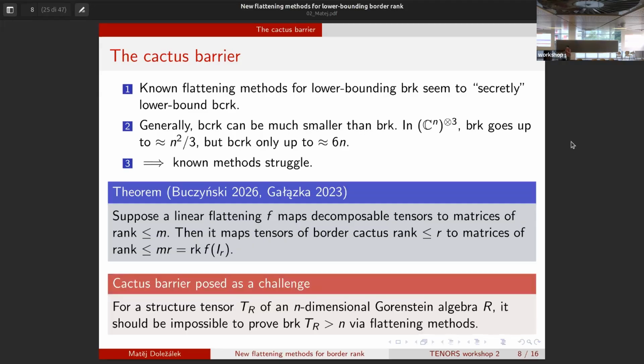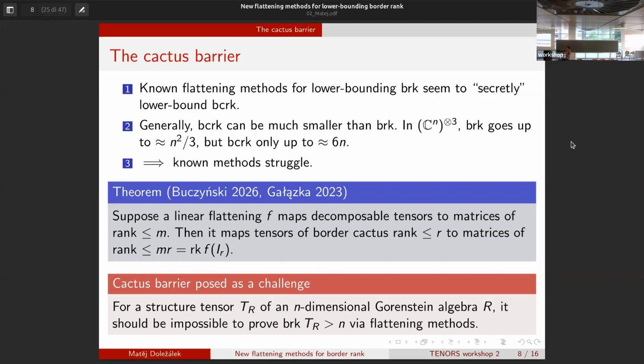So a very distilled version of the cactus barrier, posed as a challenge, as a thrown gauntlet, is this: the cactus barrier says that I shouldn't be able to prove of a Gorenstein algebra that its structure tensor has bigger border rank than the dimension of the algebra. If I'm to believe that the cactus barrier exists, this shouldn't be possible. And in the remainder of my talk, I will tell you that I can indeed do this, so we can break the cactus barrier.